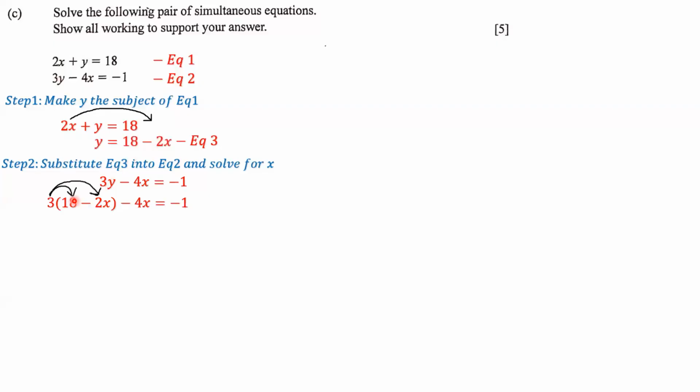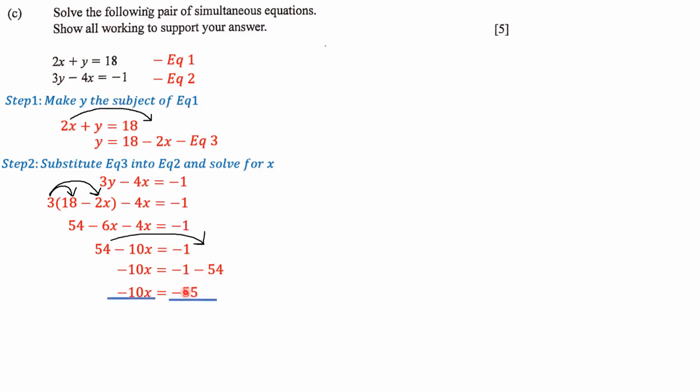Now we're going to distribute 3 times 18 and 3 times 2x. 3 times 18 is 54, and 3 times 2x is 6x. And so we have 54 minus 6x minus 4x is equal to -1. We're going to consider -6x and -4x. That's going to give us -10x. Then we're going to send the 54 over the equal sign. That's going to be -10x equals -1 minus 54. And so -10x is equal to -55.